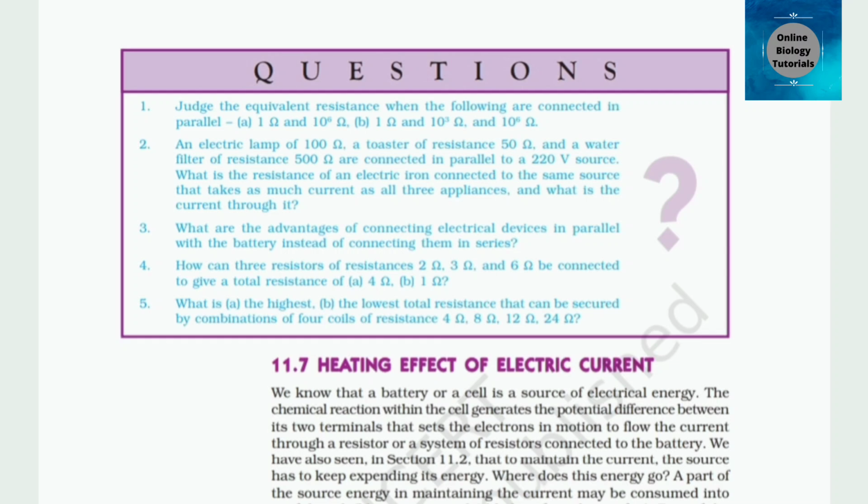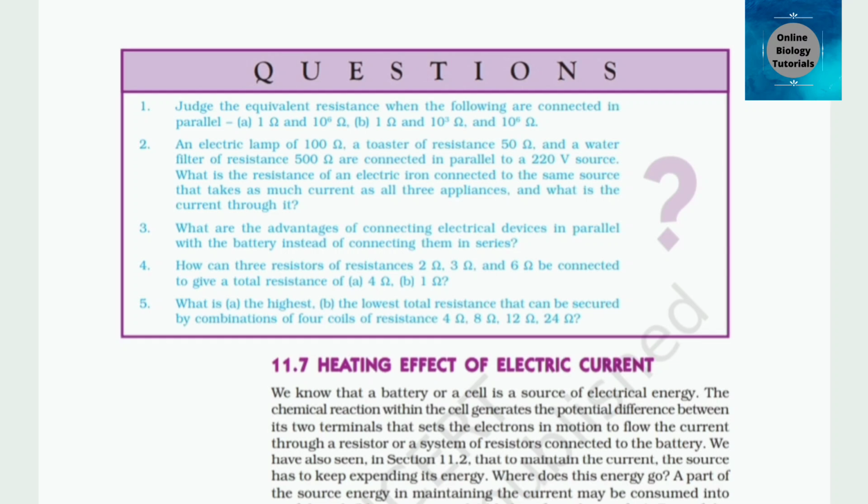current through it? 3. What are the advantages of connecting electrical devices in parallel with the battery instead of connecting them in series? 4. How can 3 resistors of resistances 2 ohm, 3 ohm, and 6 ohm be connected to give a total resistance of A, 4 ohm, B, 1 ohm? 5. What is A, the highest, B, the lowest total resistance that can be secured by combinations of 4 coils of resistance 4 ohm, 8 ohm, 12 ohm, 24 ohm?